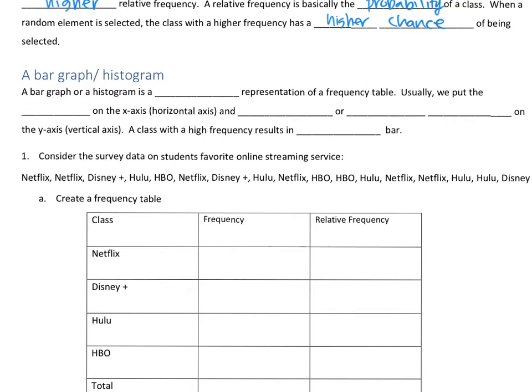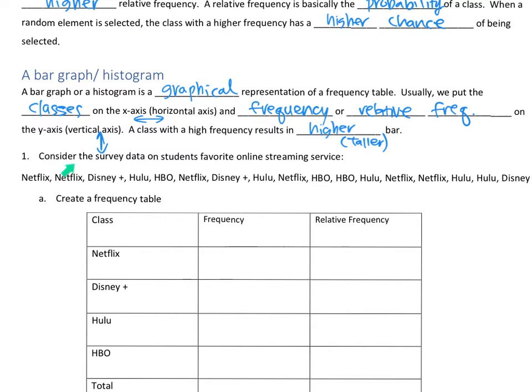A bar graph or histogram is a graphical representation of a frequency table. Usually we put the classes on the x-axis, the horizontal axis, and the frequency, or it could be relative frequency, on the y-axis, which is the vertical axis, right? So vertical axis like this, horizontal axis like that. Again, a class with a high frequency results in a high or tall bar. All right, let's look at some questions here.